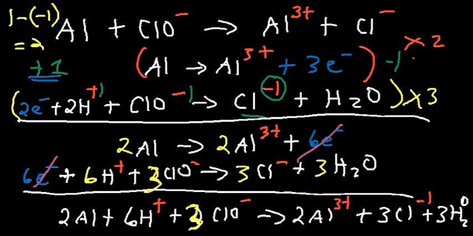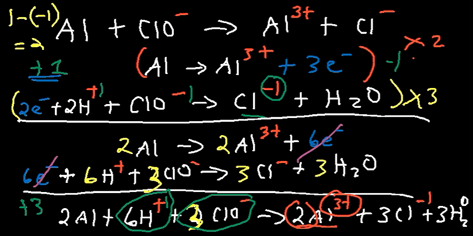We have 3 chlorine atoms, 2 aluminum atoms on both sides, 6 hydrogen atoms, 3 oxygen atoms. And let's make sure the total charge adds up. So 6 times 1 is 6 plus -3. That's a total charge of +3 on the left side. On the right side, 2 times 3 is 6, and we have 3 times -1, which is -3. 6 plus -3 is 3. So the left side and the right side have the same total charge. Let's try one more example under acidic conditions, and then we'll try a few problems under basic conditions.